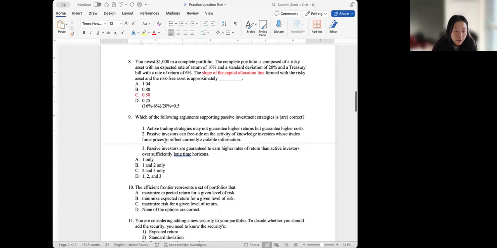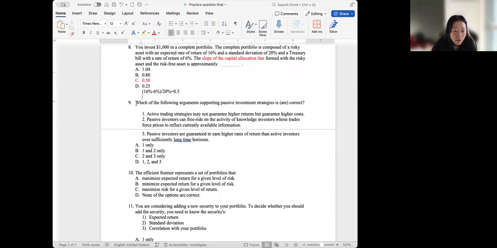So see here in question 9, which of the following arguments supporting passive investment strategy is correct? Active trading strategy may not guarantee higher return, but guarantee higher costs. That is true. Passive investors can free ride on activities of knowledge investors whose trades force prices to reflect currently available information. That is true.